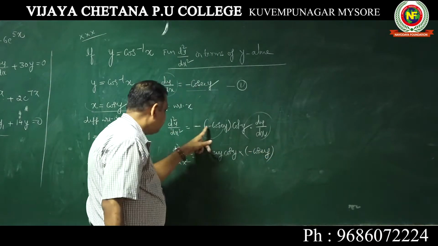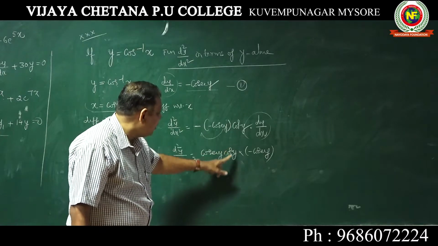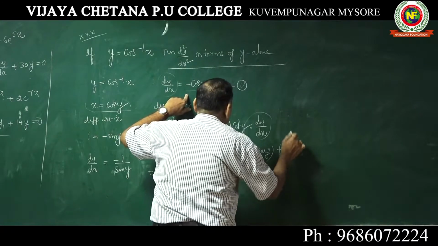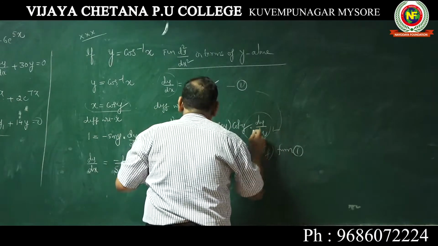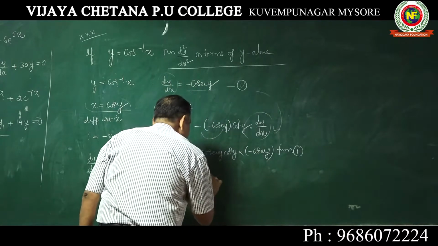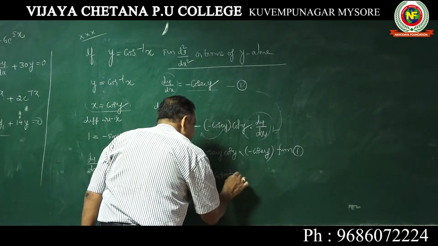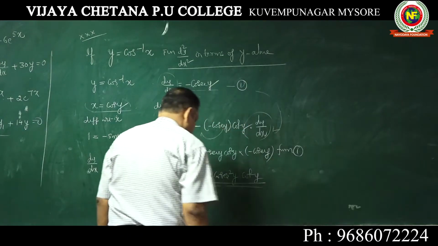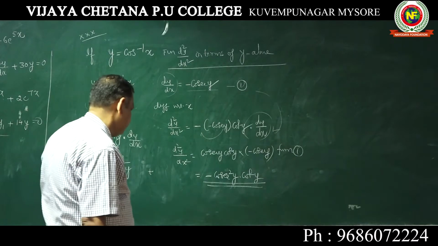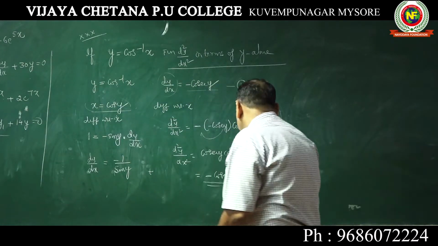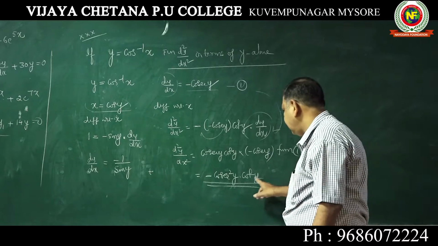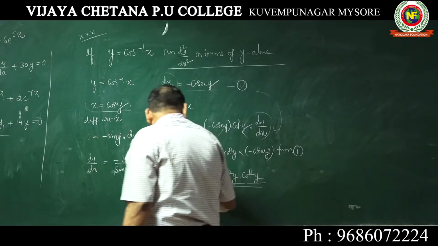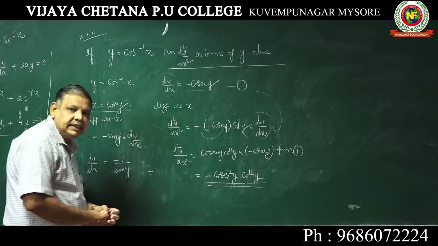See here, minus plus becomes plus cosecant y cot y into dy by dx. What I have substituted for dy by dx is minus cosecant y, so the answer is minus cosecant square y cot y. This is the answer. You can keep the answer as it is.